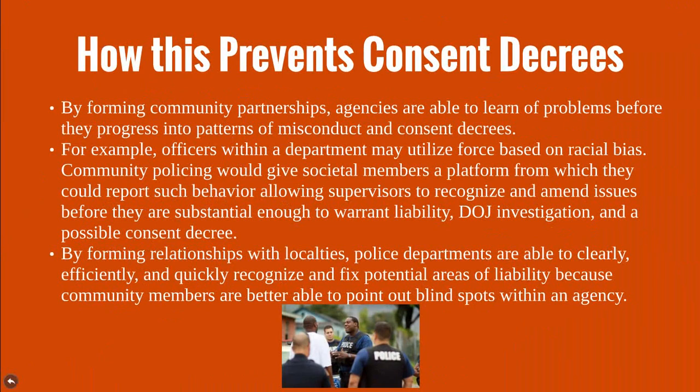To start off with, by forming community partnerships, agencies are able to learn of problems before they progress into patterns of misconduct and consent decrees. For example, officers within a department may utilize force based on racial bias. Community policing would give societal members a platform from which they could report this behavior, allowing supervisors to recognize and amend issues before they are substantial enough to warrant liability, DOJ investigations, and a possible consent decree.